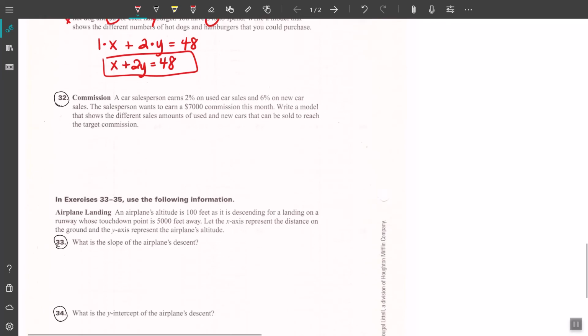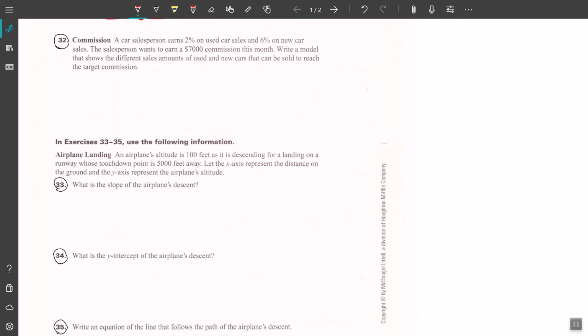Right, and number 32, we have a similar type problem. Don't let the percentage signs confuse you. We're just going to turn those into decimals. We're going to turn that 2% into 0.02, and then our 6% into 0.06.